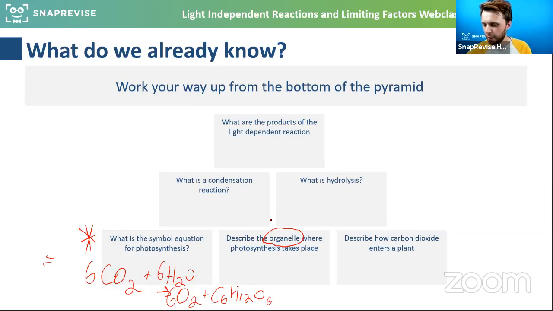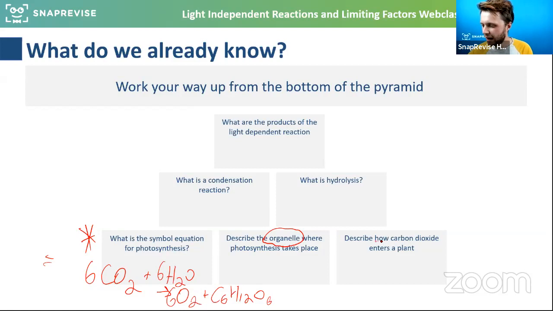So describe the organelle where photosynthesis takes place. It is definitely the chloroplast. It's definitely happening in chlorophyll, which is a pigment. And yeah, I would say it's the thylakoid membrane or the thylakoids or the granum where the light dependent stage happens. Right, next question. Who can tell me this?